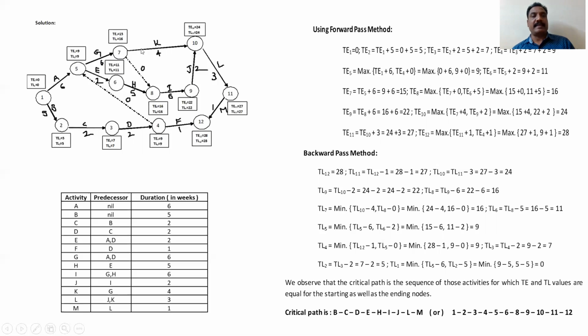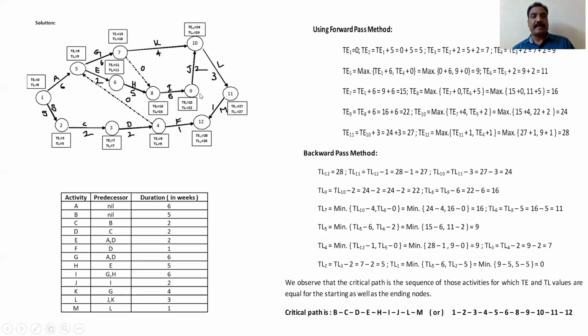Then T8. For 8 we have two incoming arrows. That means we take the maximum, though this activity consumes 0. TE8 is the maximum of TE7 plus 0 or TE6 plus 5, that is 15 or 16, whichever is maximum of these two. You have to take 16, that is the maximum.